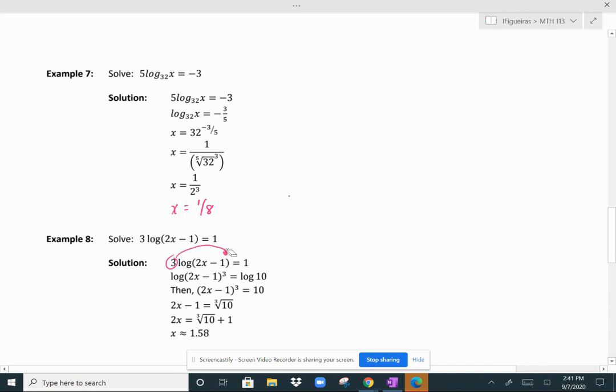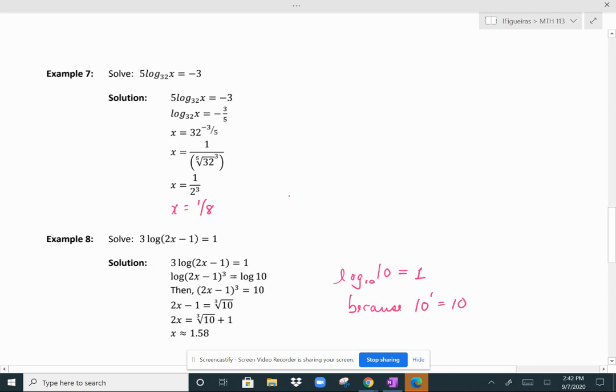So log base 10 of (2x minus 1) to the third equals, and then I rewrote the 1 as log base 10 of 10. Remember, when you're taking the log of something with the same base, that's just equal to 1, and that's because 10 to the first power equals 10. So that's just a little reminder of how to rewrite logarithms in a different way.